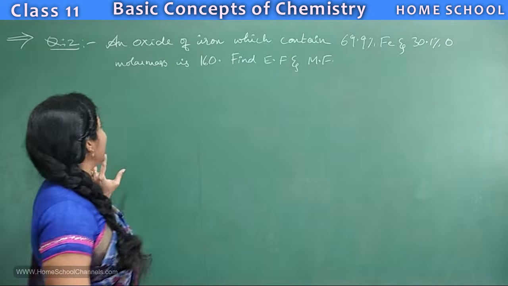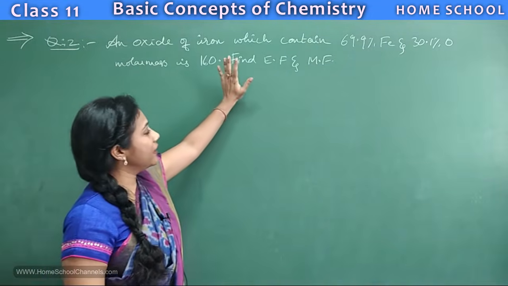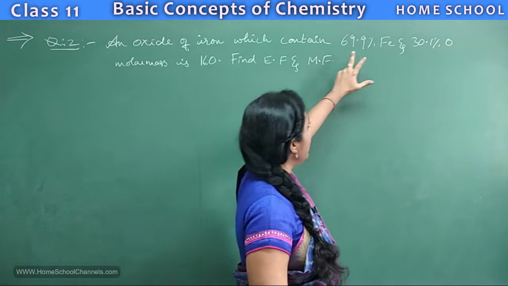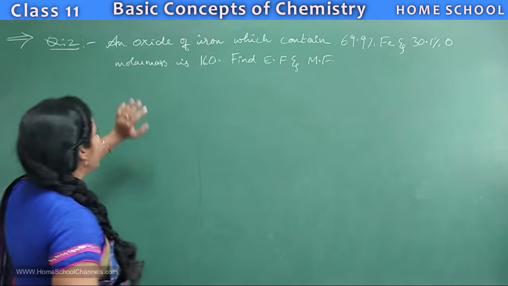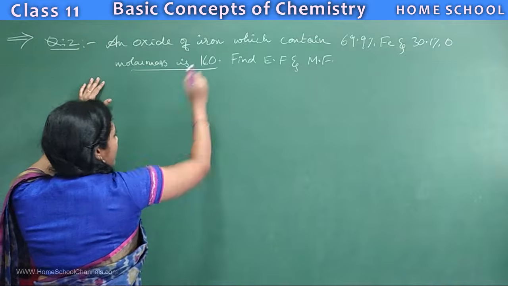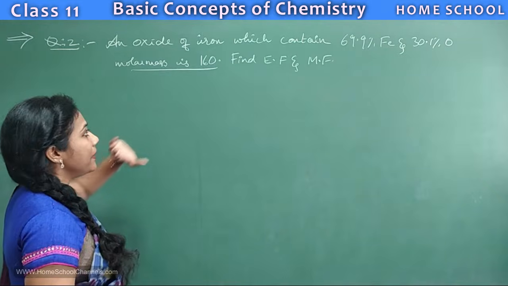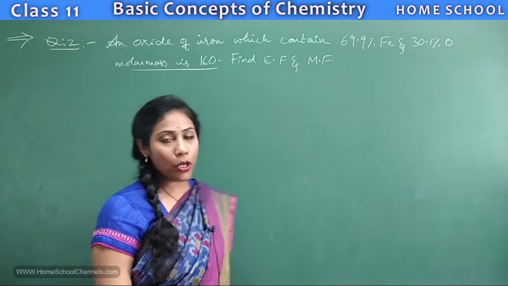Look at the question, guys. An oxide of iron which contains 69.9% iron, 30.1% oxygen. Molar mass is given as 160. Find the empirical formula and molecular formula.